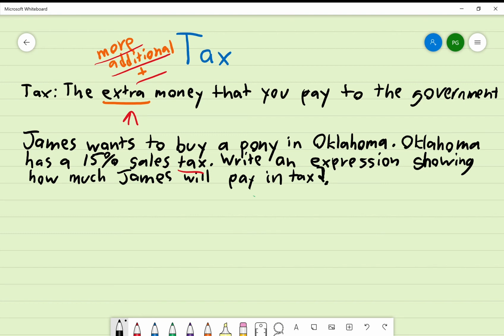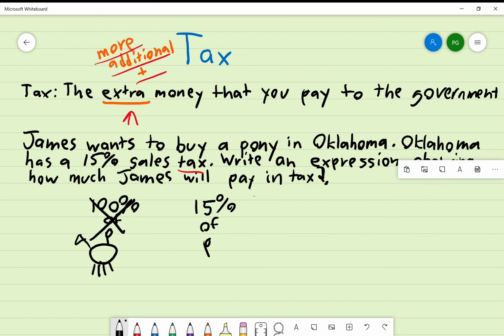Okay, James wants to buy a pony in Oklahoma. Oklahoma has a 15% sales tax. Write an expression showing how much James will pay in tax. You don't want the total, so you know what? James was going to buy that pony, and whatever it costs him, that's completely irrelevant. I don't care about the 100% of the cost. I'm not looking for the total. All I want to focus on is the 15% that will be the tax. That's the only thing that matters to me. So how would I represent 15% of P, the tax, in an expression?